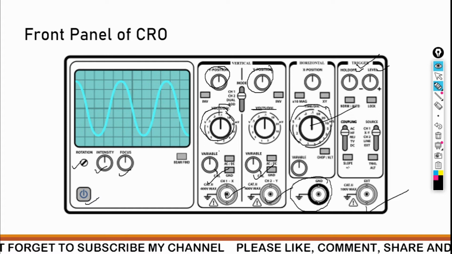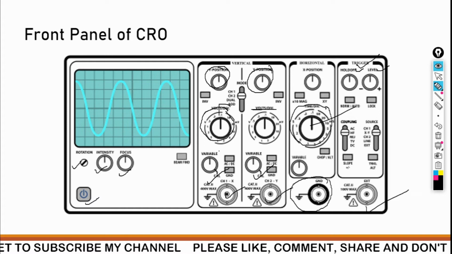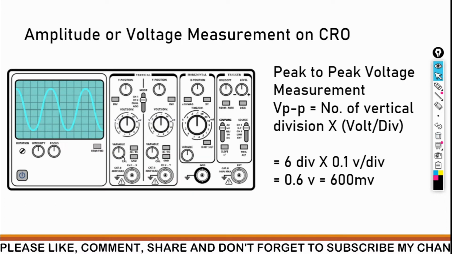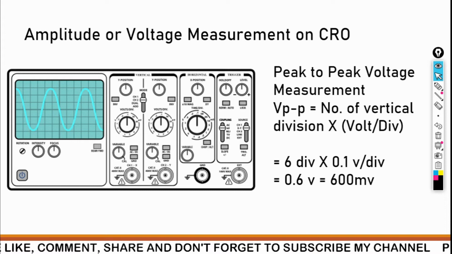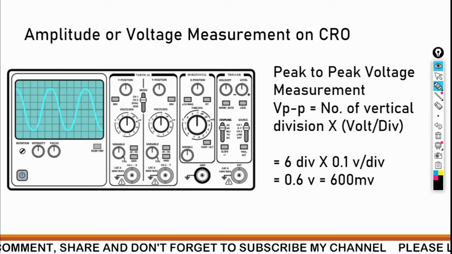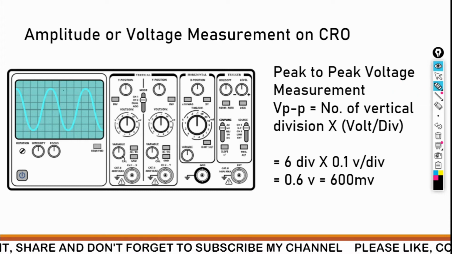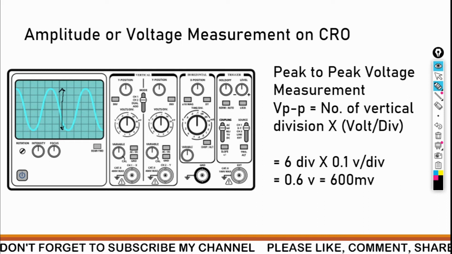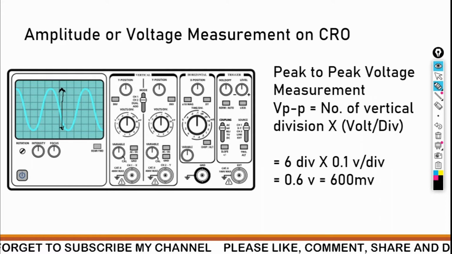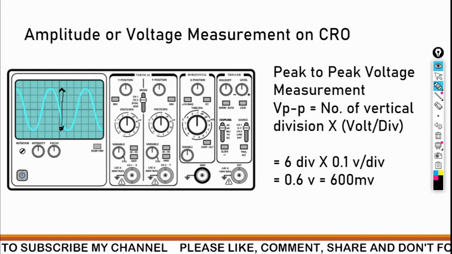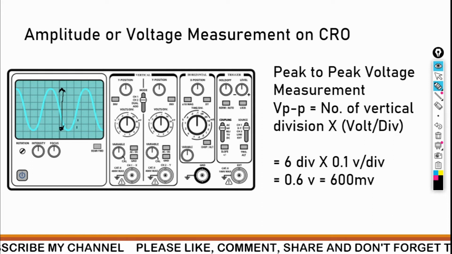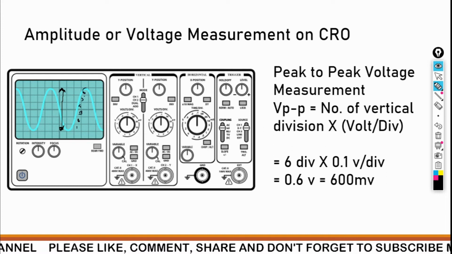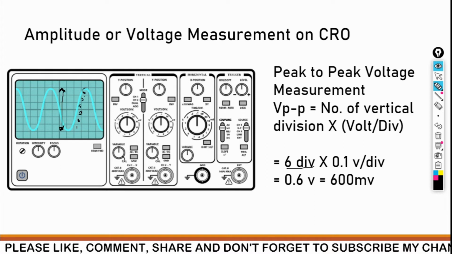So we can have a test point in here so that it will act as a ground. So how to measure the amplitude or voltage on a CRO? It is very simple. For that purpose, we need to measure the number of vertical divisions. We can see here 1, 2, 3, 4, 5 and 6. So there are 6 divisions in there.